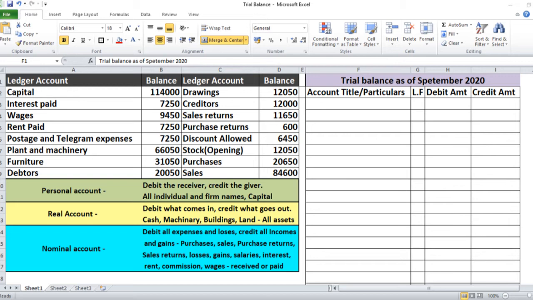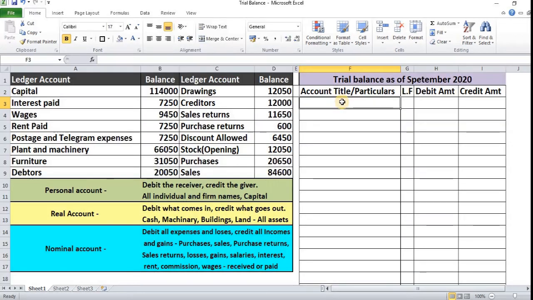The personal account rule is debit the receiver, credit the giver. Here owner is giving the capital to the business, so we need to credit owner's capital. So the balance 1,14,000 will come under credit side of the trial balance. Now we will mention the account name in the particulars column, that is capital, and we will mention 1,14,000 under credit amount column.